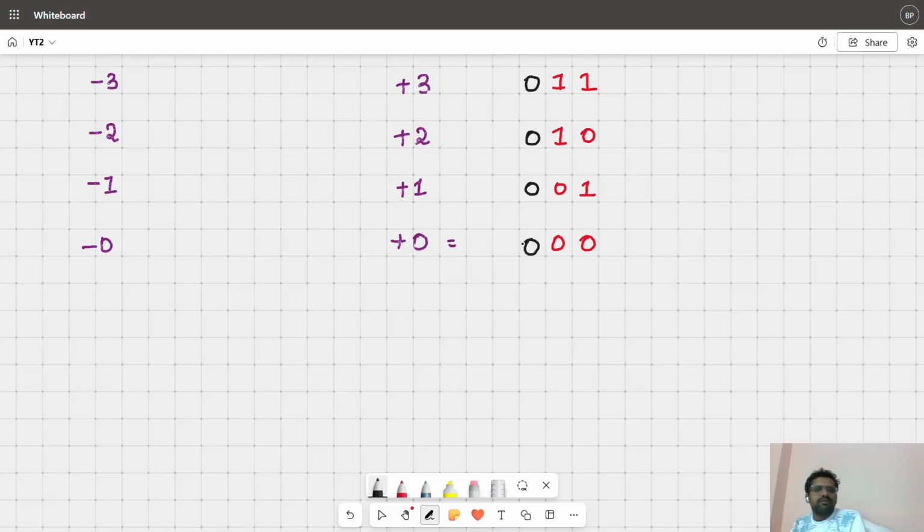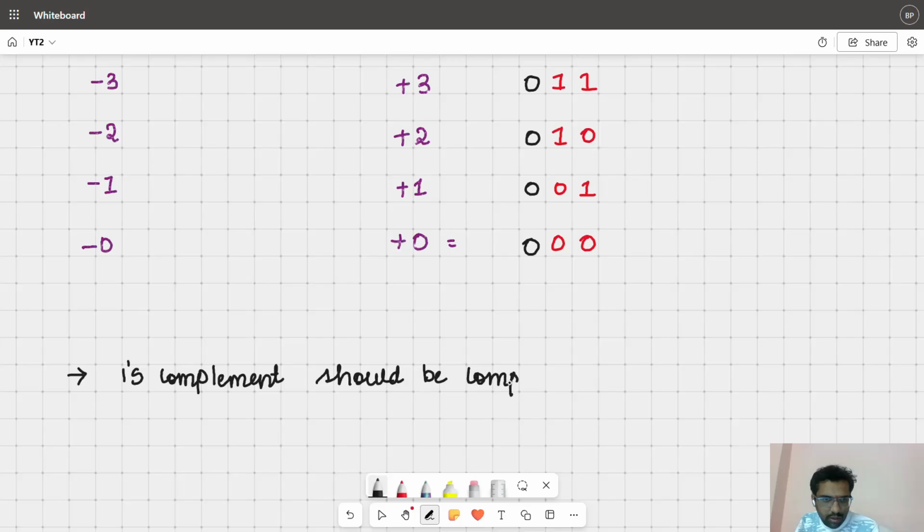So the first point we have observed for the day is that ones complement should be computed for negative numbers only. This is the point I want to highlight, because most of the students who reach me try to figure out the same thing, and when I tell them this point, they are shocked or astonished.